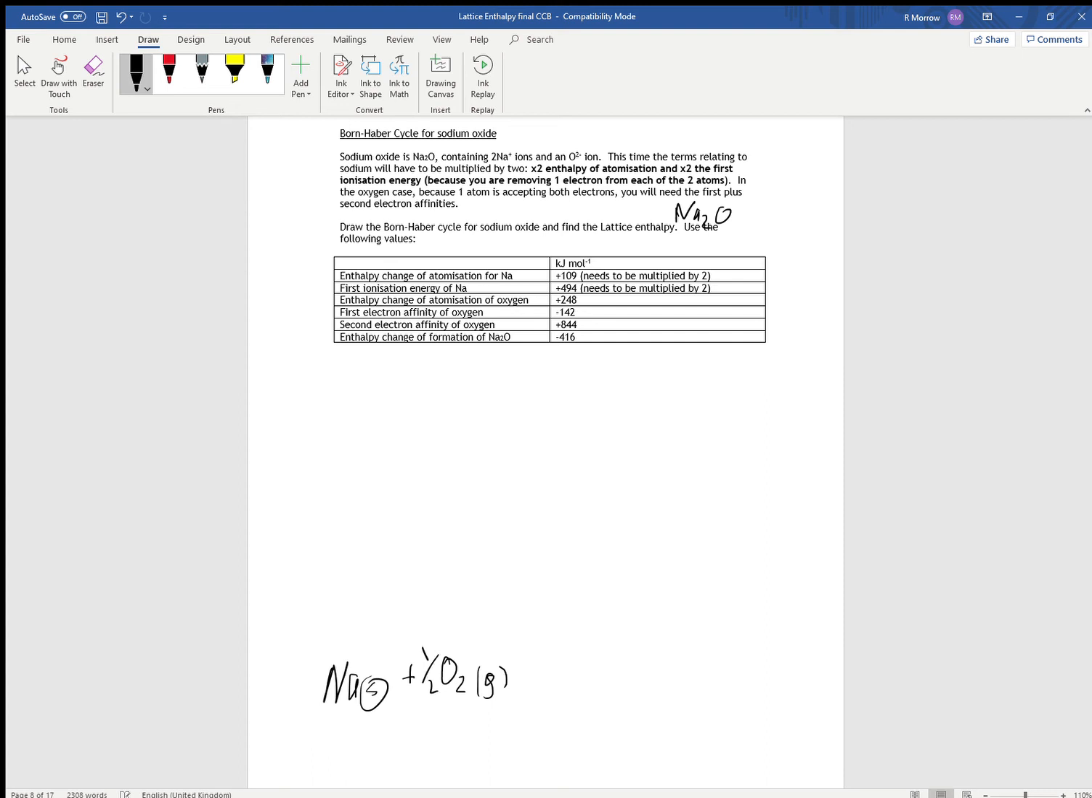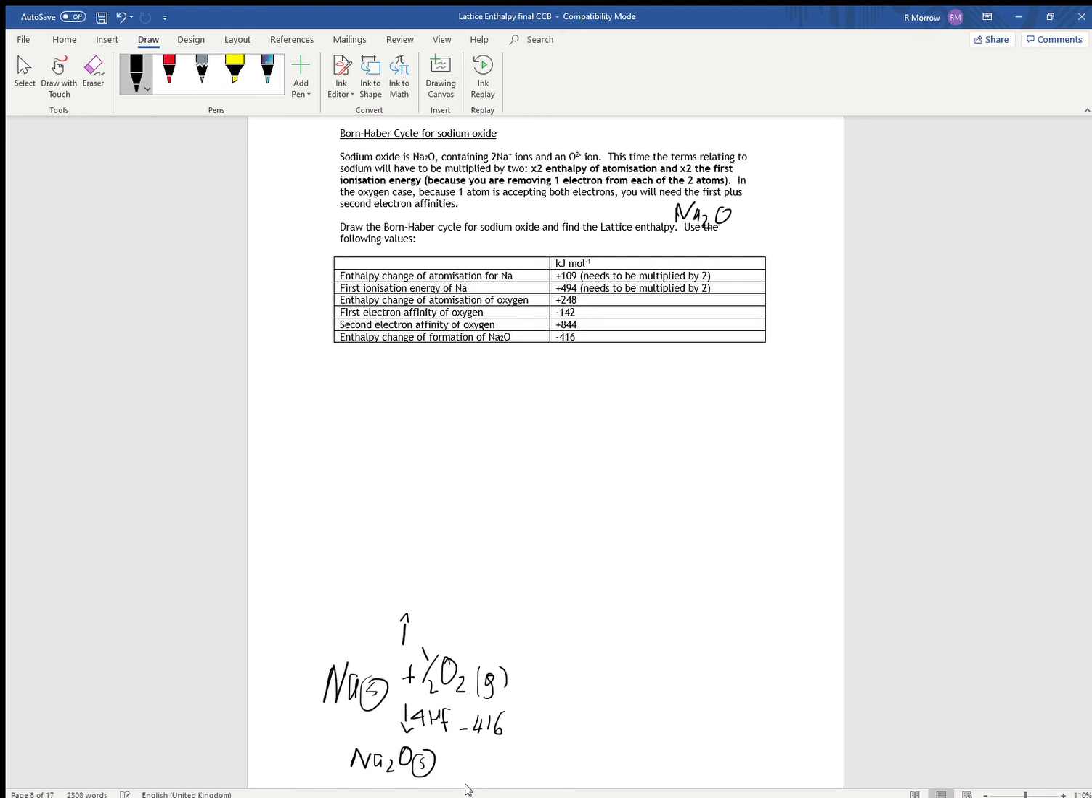Okay, so remember, therefore it's half O2. Now, the enthalpy of formation will go to making 1 mole of the ionic compound, just delta HF. We've already got some numbers here. We can probably start popping them in. Enthalpy of formation here, so we've got minus 416. So it's a good idea just to pop the numbers in.